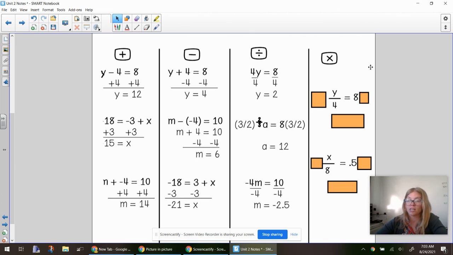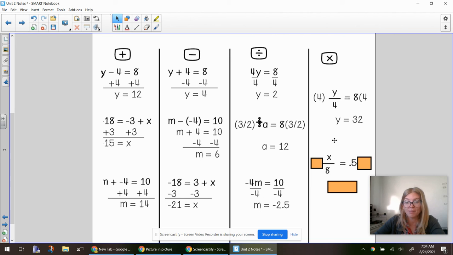Last but not least, we're going to talk about multiplication. So when we need to multiply, we're going to see division. So y divided by 4 equals 8. To undo division, we multiply. So we're going to multiply both sides by 4 to get that y isolated. And that gives me y equals 32.